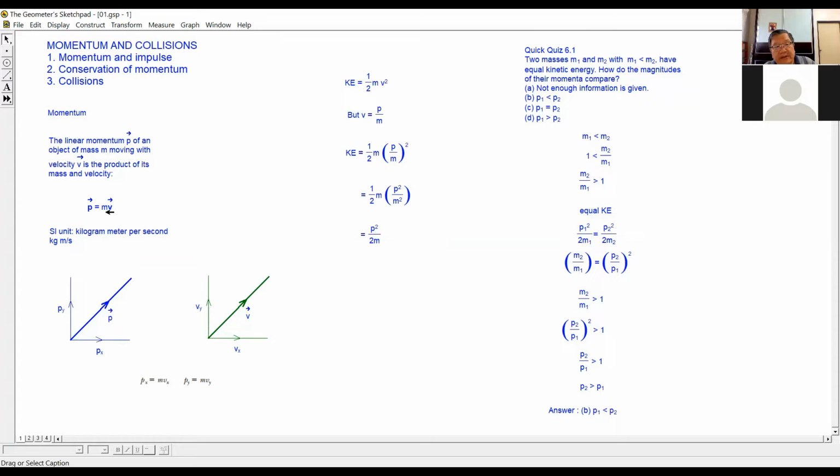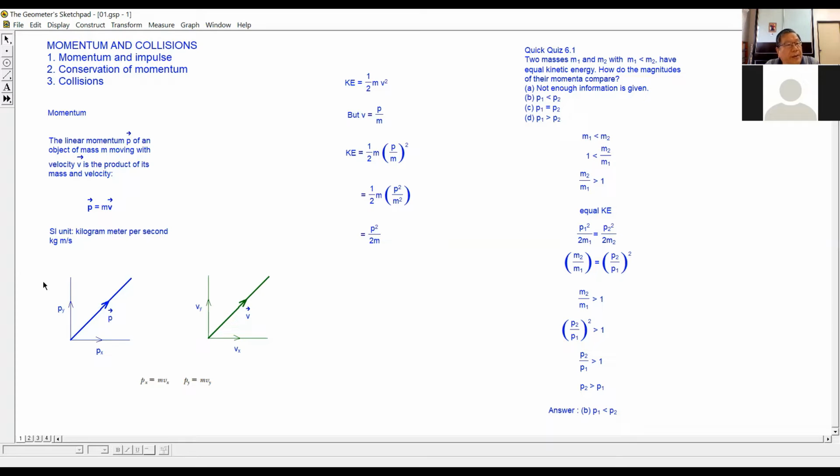So that means the momentum can be positive or negative. The velocity can be positive or negative. How about the unit? Because it is mass times velocity, so the unit is kilogram meter per second. Kilogram meter per second.